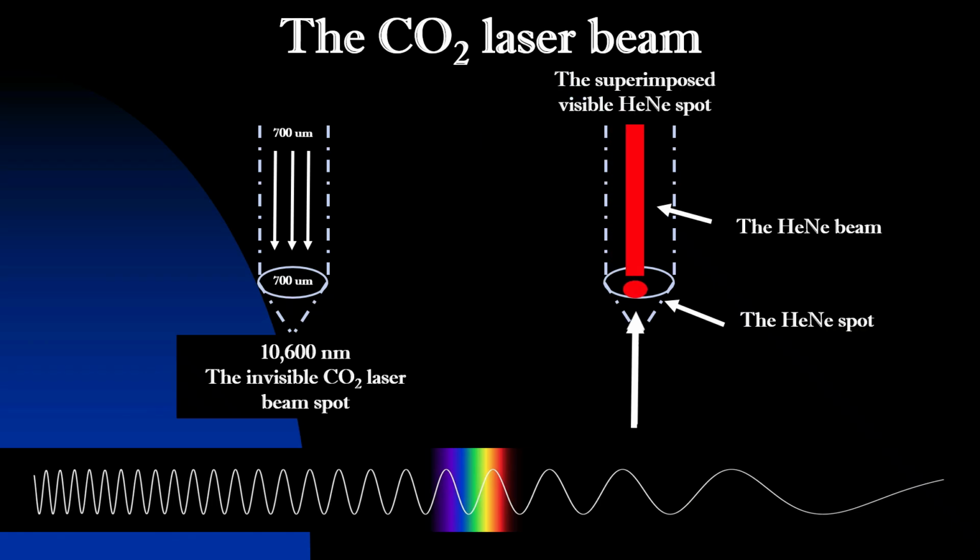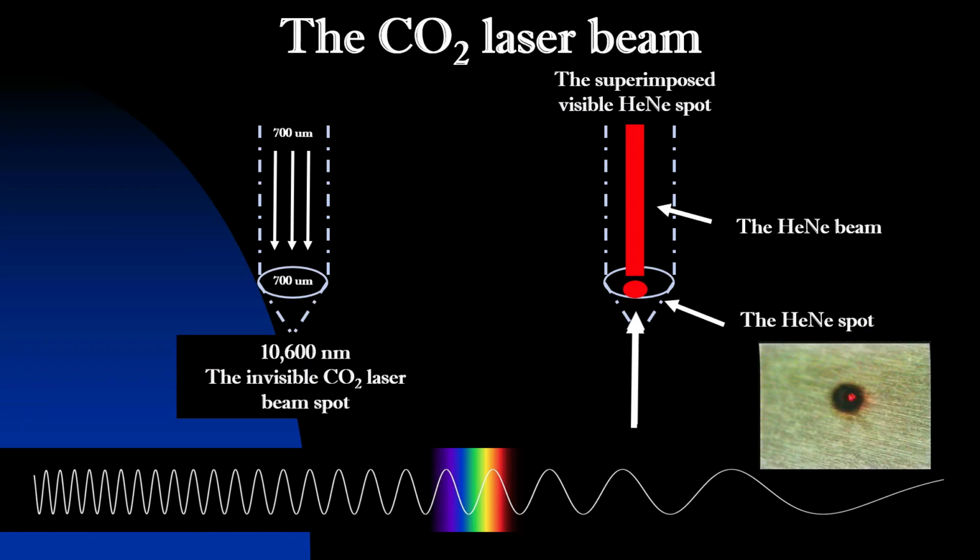It is not commonly appreciated that the Heine spot size is much smaller than the CO2 spot size. Using the Heine spot to judge the extent of tissue damage by the CO2 spot is erroneous. The Heine spot merely indicates where the CO2 laser beam will strike when activated. It cannot indicate the eventual tissue damage caused by the activated CO2 laser spot.